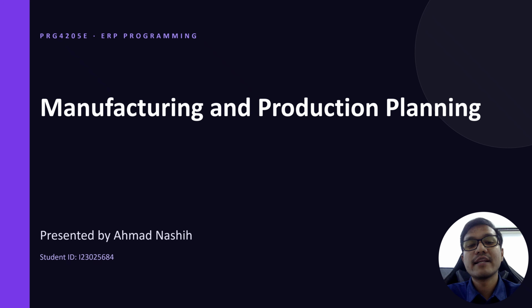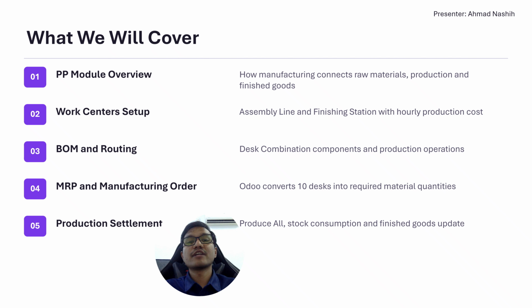Hello, my name is Ahmad Nashih and my student ID is I23025684. So for this part, I'll be presenting the manufacturing and production planning module for Prancraft Furniture Berhad using Odoo. My section focuses on how the company plans production, consumes raw materials, and updates finished good inventory after manufacturing is completed. For my presentation, I will cover 5 main areas.